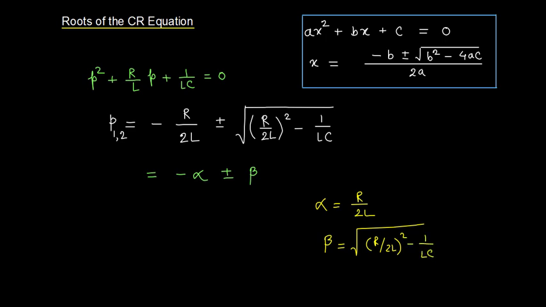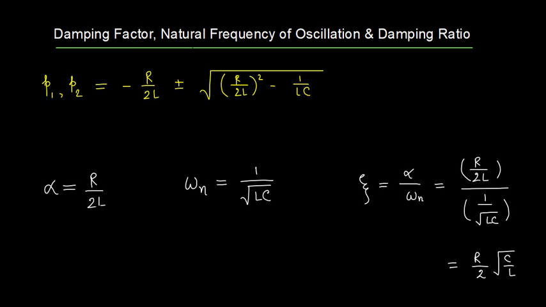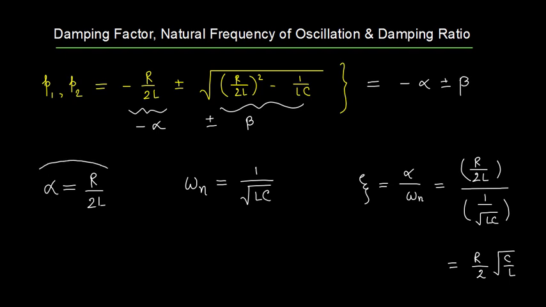Now let us define a few terms: damping factor, natural frequency of oscillation, and damping ratio. These are the roots of the characteristic equation, and we have assumed them as minus alpha and plus minus beta. So roots are also in this form: minus alpha plus minus beta. This term alpha, given by R by 2L, is called the damping factor. We will see the significance of such nomenclature later.